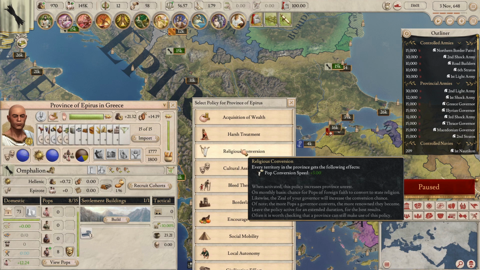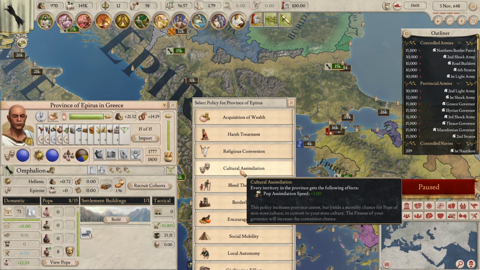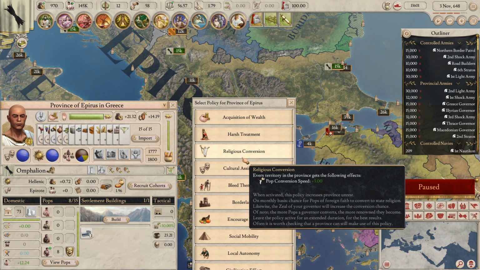The next two governor policies are really simple. Religious conversion and cultural assimilation increases conversion speed in the province and the cultural assimilation speed in the province. You use this when you have provinces that are not of the same religion or culture as the dominant state culture and religion. It is important to assimilate and convert pops, since pops that are not the same culture and religion suffer a satisfaction penalty that is quite significant.